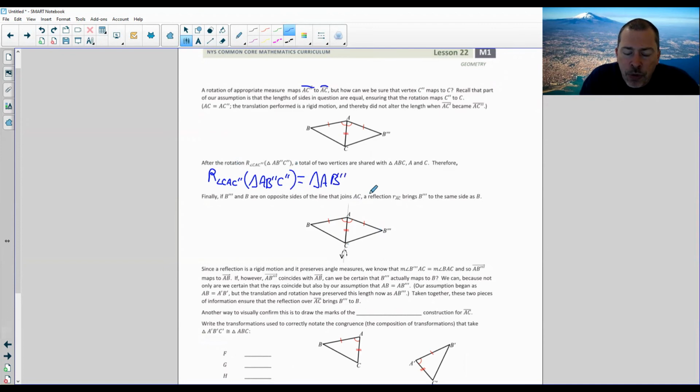So every time we do a transformation, the angle or side that is left behind that has not had any changes done to it or shared another vertex, if you will, a prime gets added. That's why we went from B to B prime to B double prime to B triple prime. So the rotation of angle CAC double prime of triangle AB double prime C double prime is going to become triangle A B triple prime C.